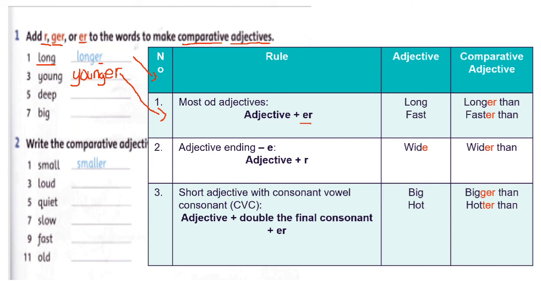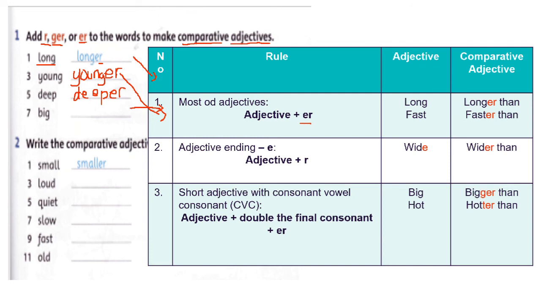How about deep? Does it end with E? No. Is it a short adjective with CVC? No. So that means number 5 also belongs to rule number 1. You add ER. So deep plus ER becomes deeper. Okay, right?